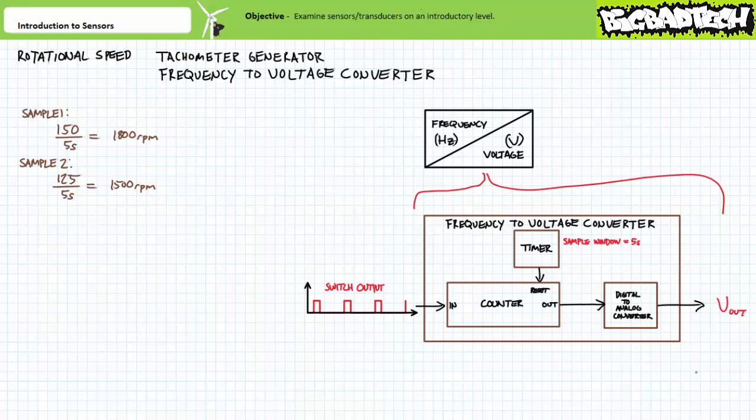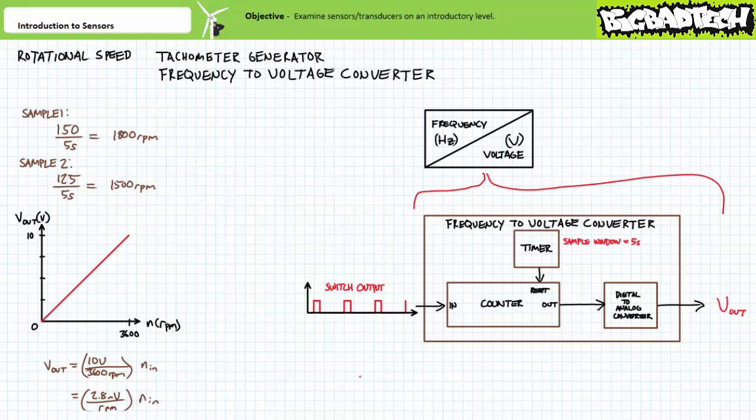The third subsystem, the digital to analog converter, is taking the digital representation of the counter output and matching it to an analog scale established when the rotational speed sensor was calibrated using the zero and span adjustment. Assuming 0 to 3600 RPM input perfectly corresponds to a linear 0 to 10 volt output, we can see that the transfer function is roughly 2.8 millivolts per RPM and necessitates no offset. The first sample will therefore produce a 5 volt output, and the second sample a roughly 4.2 volt output.